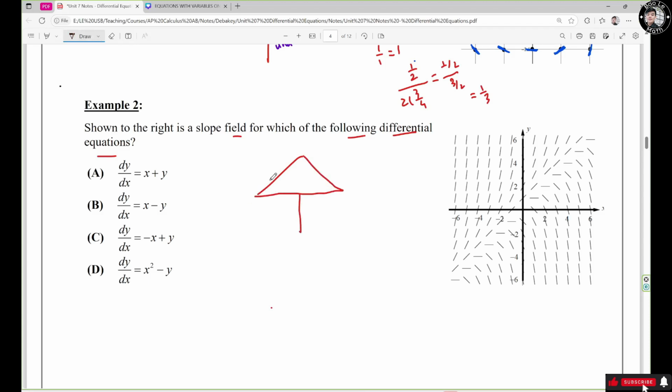Alright, if you see the tangent line like this, the slope is positive. If you see the tangent line like this, the slope is negative. Remember, the bigger the slope, the steeper. Remember, the smaller the slope, the steeper. If the tangent line is going this way, the slope is 0. Tangent lines going this way, the slope is undefined. Keep that in mind. Alright.